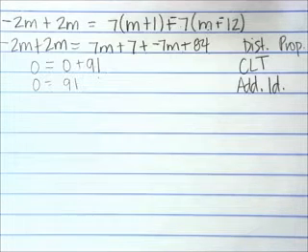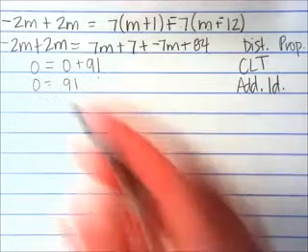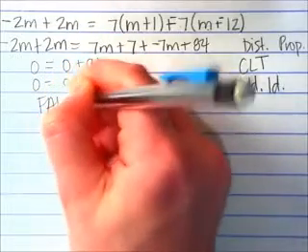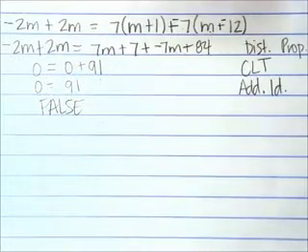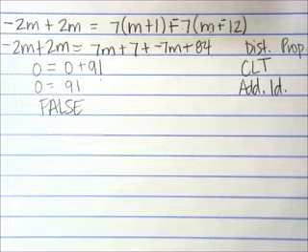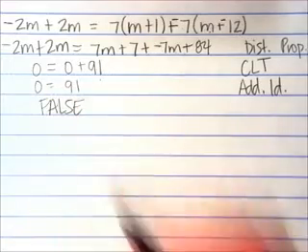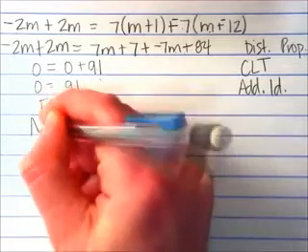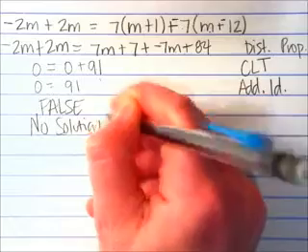And we have a problem here. This is similar to the previous problem that we did in that the variables have canceled out. But I have a statement, 0 equals 91. Well, you know that 0 does not equal 91. That's actually a false statement. Now, if it had been a true statement, we would say that the solution is all real numbers. But it's not a true statement. So the solution is not all real numbers. In this case, it doesn't matter what value we substitute in place of m. Nothing will work. We will always end up with 0 equals 91, and that's false. So there's actually no solution here.